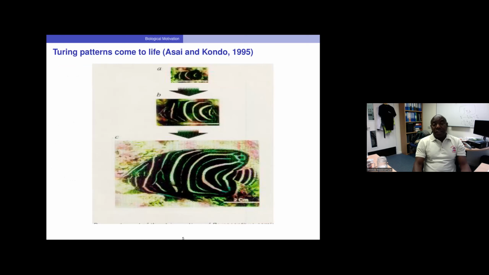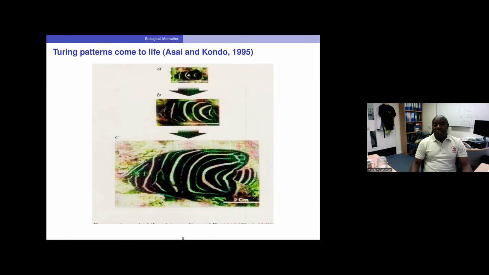Here is an example of the role of domain growth in pattern formation. This is a picture from a Nature paper by Asai and Kondo in 1995, where they looked at a juvenile Pomacanthus fish, which has 3 stripes at a juvenile age. When the fish almost doubles in size, you have circular stripes emerging as the fish is growing. And as it grows to adulthood, more circular stripes emerge.